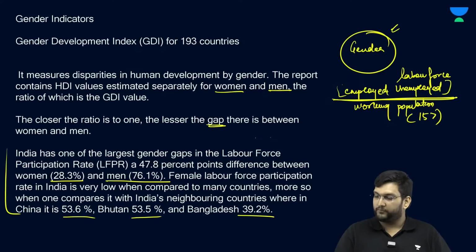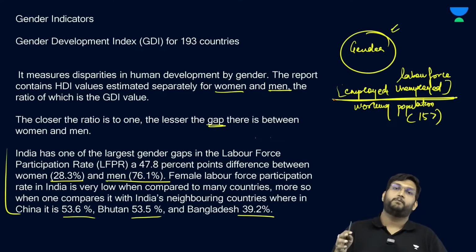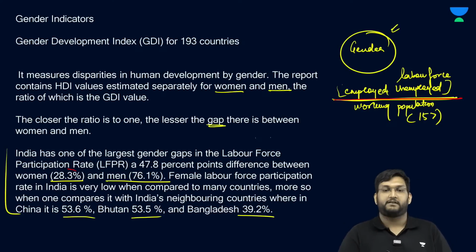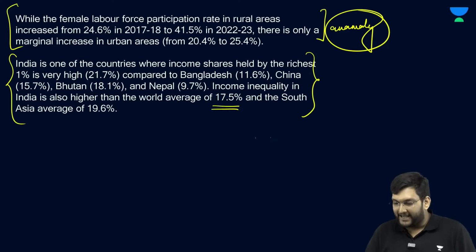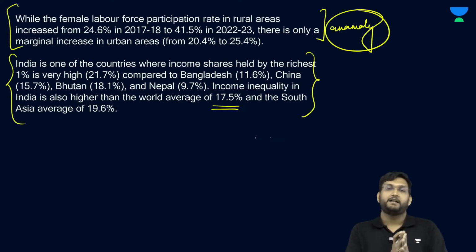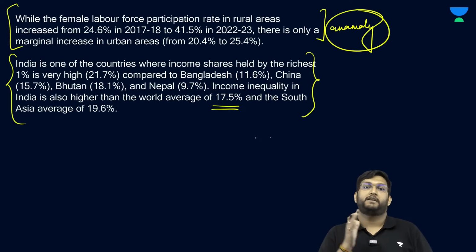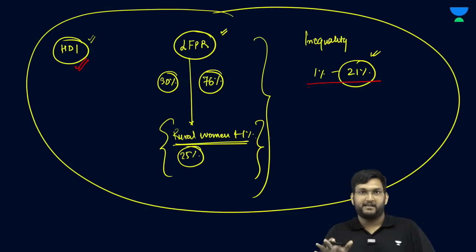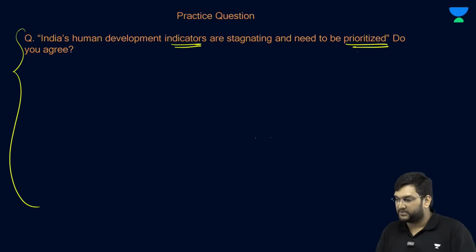In that, the labor force participation rate, which is the employed and unemployed labor force divided by the working population more than 15 years of age. This is where the anomaly came, 28% and 76%. Further, the idea was that India is one of the countries where there is a lot of income inequality, 1% controlling 21% of the wealth. I think this is where the screen capture had stopped.